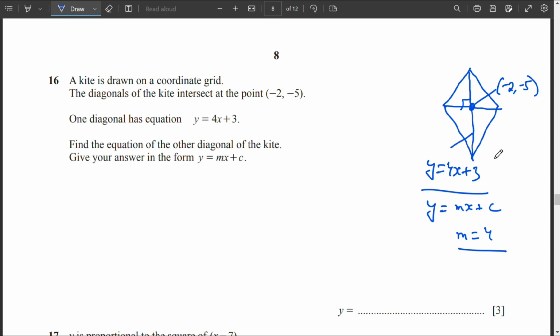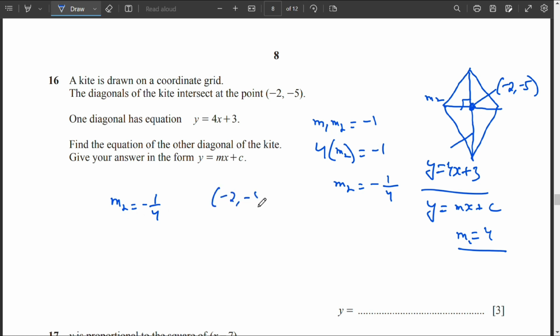Consider this slope as m1 and the slope of this line as m2. We know that if two lines are perpendicular, the product of the slopes m1 times m2 equals -1. So m1 is 4, and we have to find m2, so 4 times m2 equals -1. So m2 will be -1/4. So the slope of this line is -1/4. Now for this line we have the gradient -1/4, and it passes through the same point, (-2, -5), through which this line also passes.